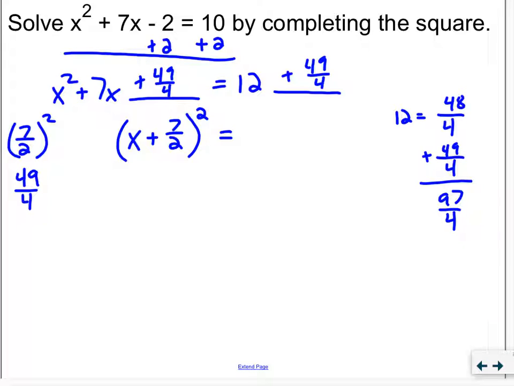I'm going to show you why you want to leave it as a fraction. Don't go saying, well, decimal. No, you don't want a decimal. Trust me. So I get 97 over 4. Stop whining. We don't want a decimal. I'll show you why now. Let's take some square roots.